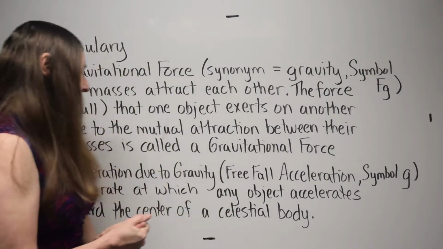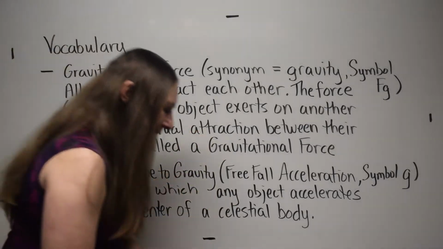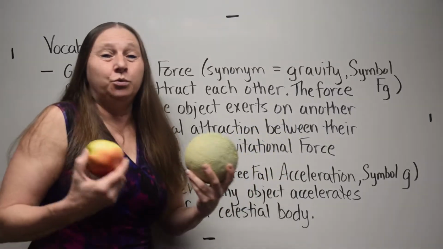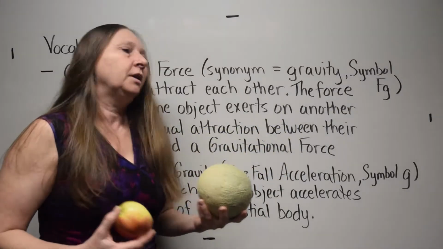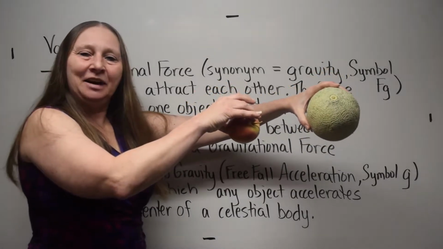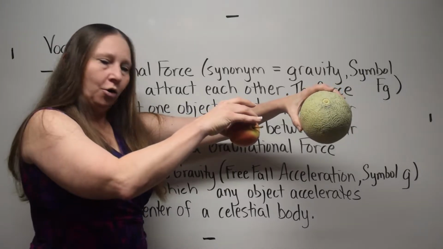But again, we're going to talk specifically for acceleration due to gravity about how when you are on some celestial body, for most cases, we're going to be standing on Earth, and if you drop an object, it accelerates. It goes faster and faster toward the center of the Earth, which we're going to call down.